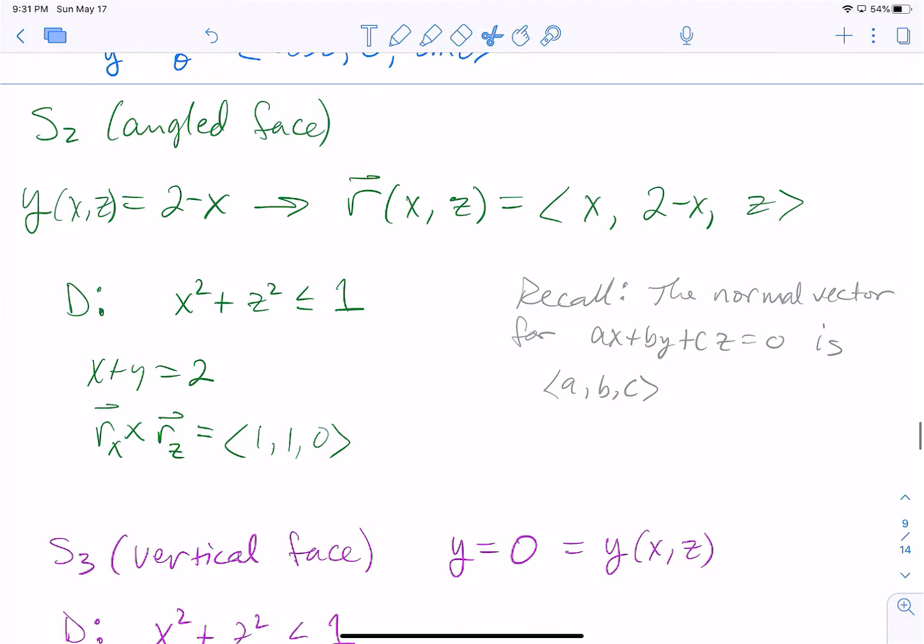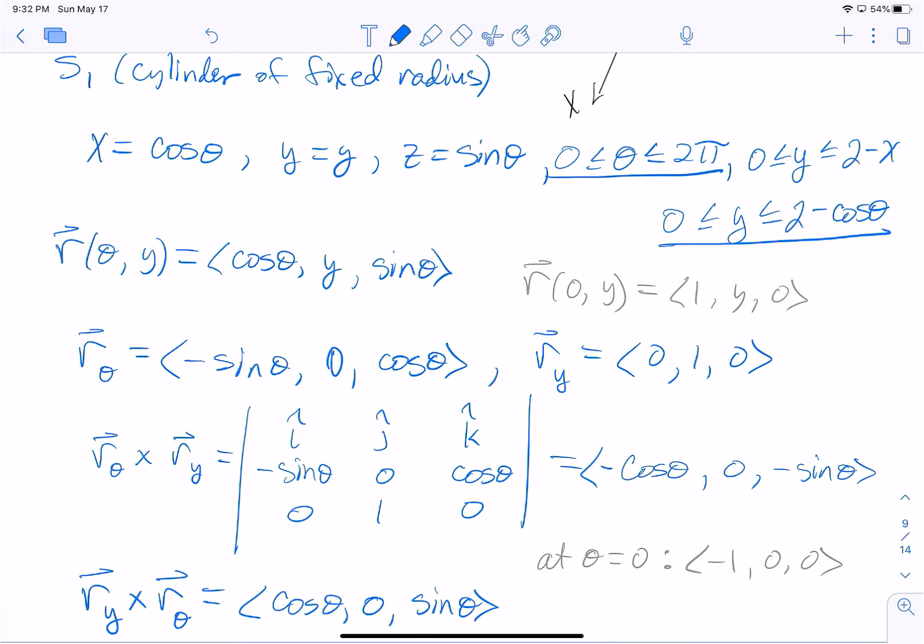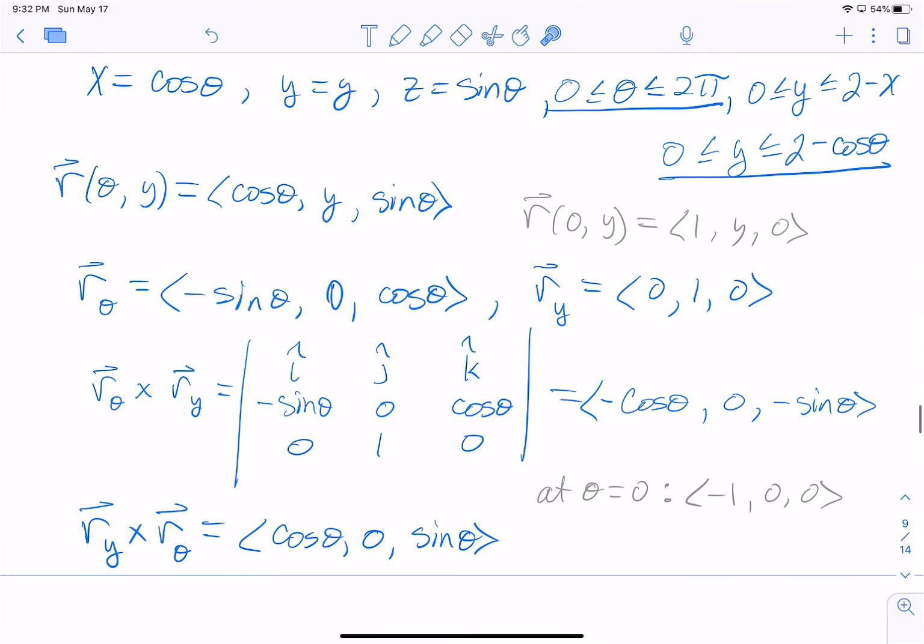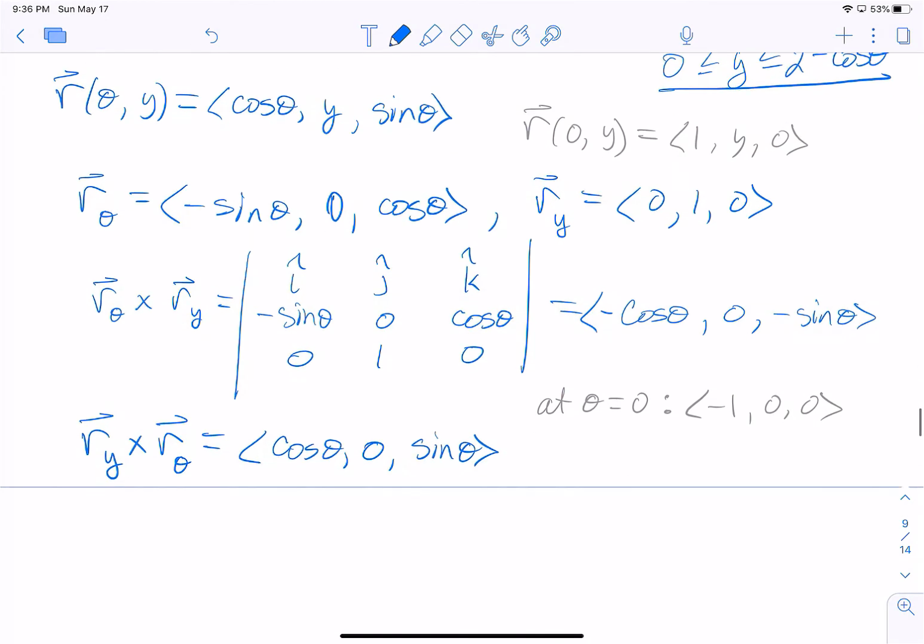Now let's find our surface integrals. I'm again going to move some stuff out of the way. For S1, we have our parameterization. R of theta, y is equal to cosine theta, y, sine theta. We have our cross product, cosine theta, 0, sine theta. So let's put our pieces together.